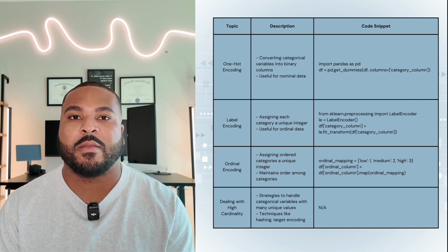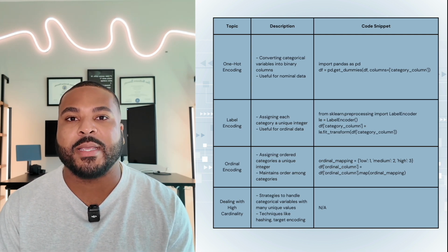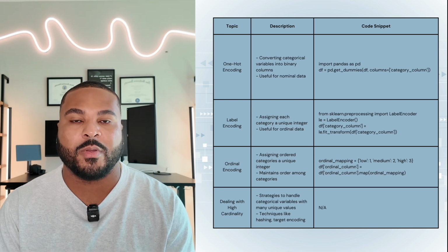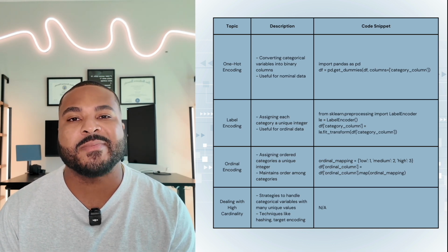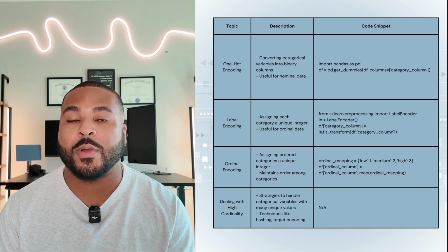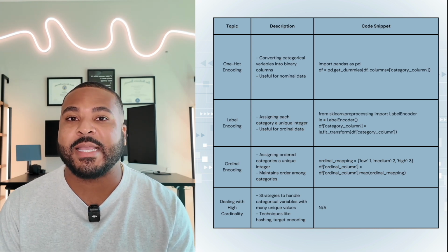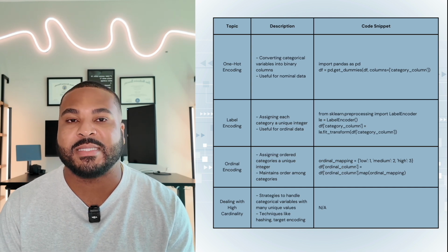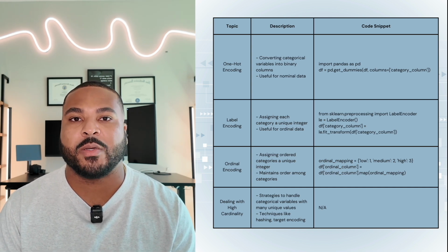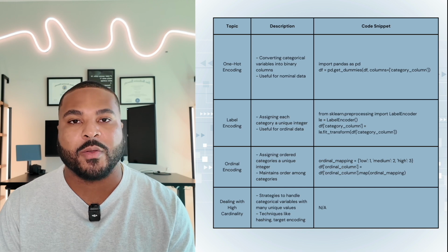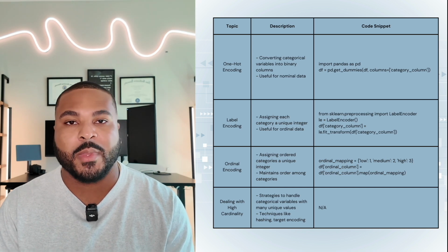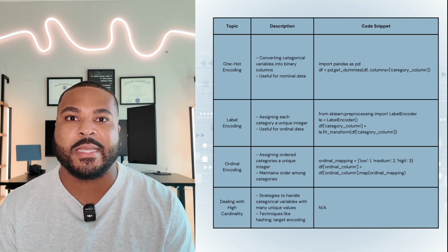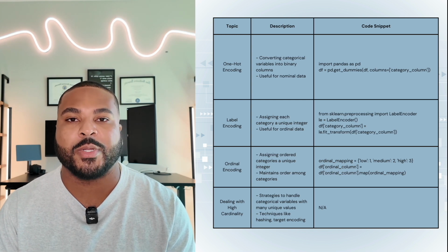Label encoding involves assigning each category in the categorical variable a unique integer. This method is particularly useful for ordinal data, where the categories have a meaningful order but not necessarily specific distance between them. So in this label encoding code snippet, each category in category_column is replaced with an integer, making it easier for the model to interpret the data.